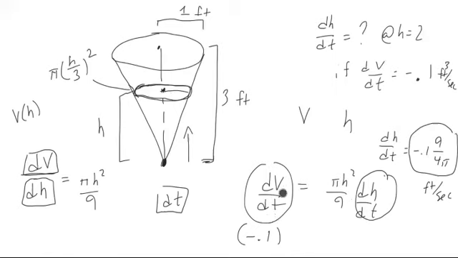So in particular, if dV dt is equal to negative 0.1 cubic feet per second, so we're leaking out here, and dh dt is what we're looking for, we can solve for it by just multiplying by the reciprocal of this fraction at the point when h is 2. So we're going to get a 4 pi over 9 over here, multiply the reciprocal 9 over 4 pi times negative 0.1, and that'll give us how many feet per second h is changing. Notice it'll be negative because the water level would be dropping.